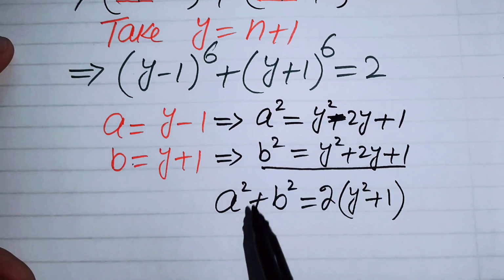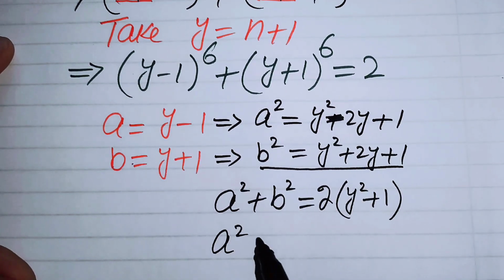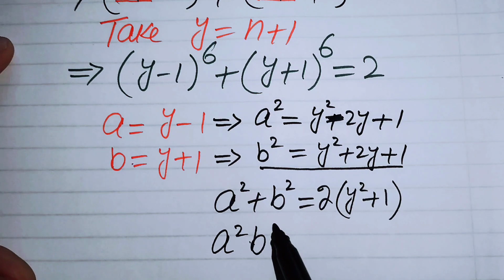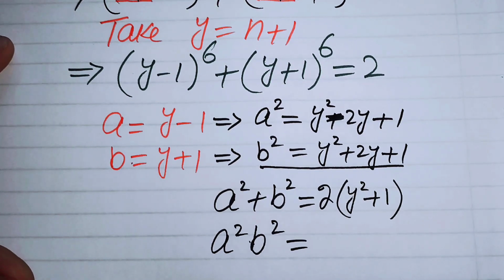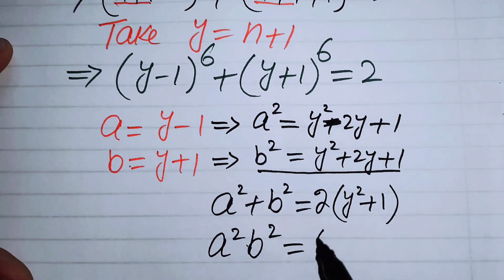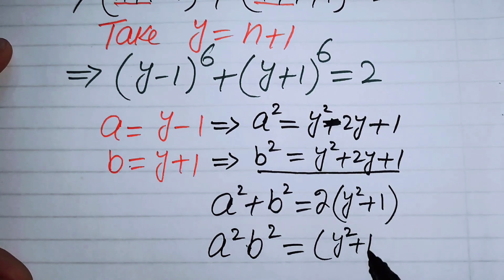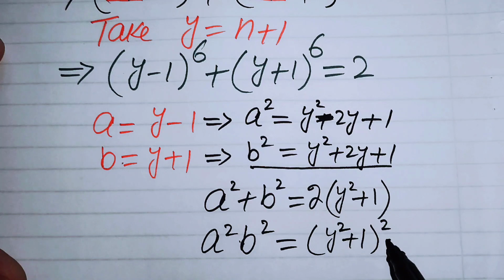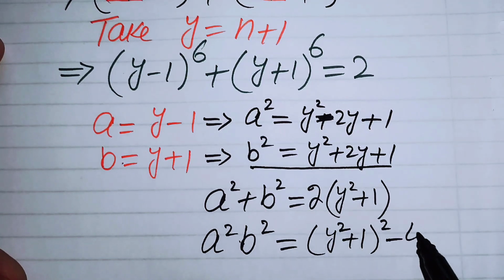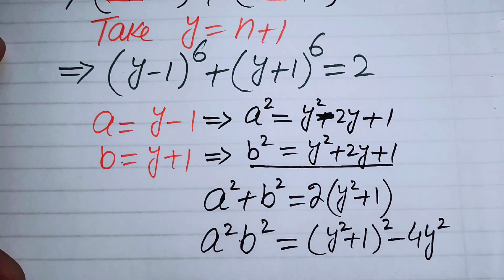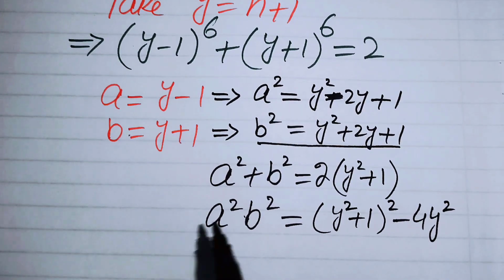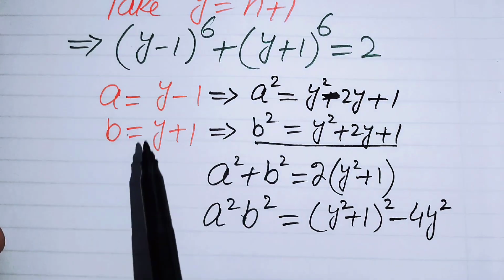And if you multiply these two terms, then you get a^2 times b^2, which is equal to (y^2 + 1)^2 minus 4 times y^2. So I can get these relations from a and b.